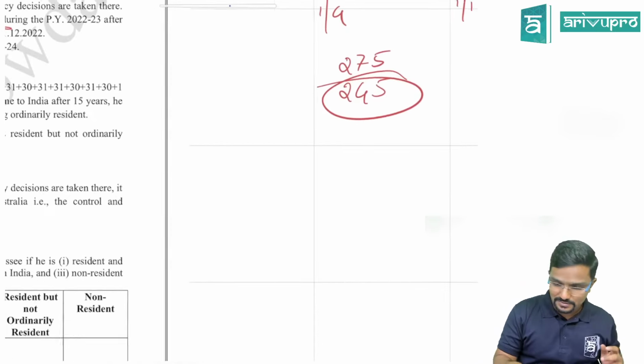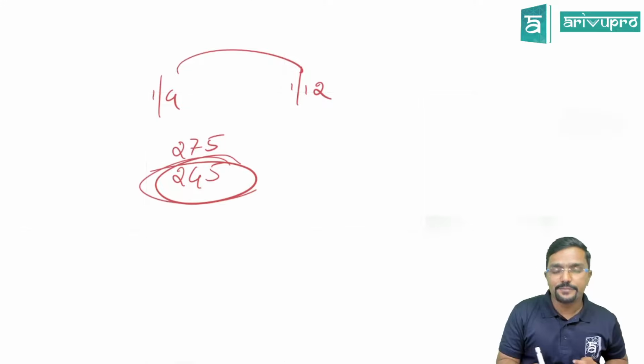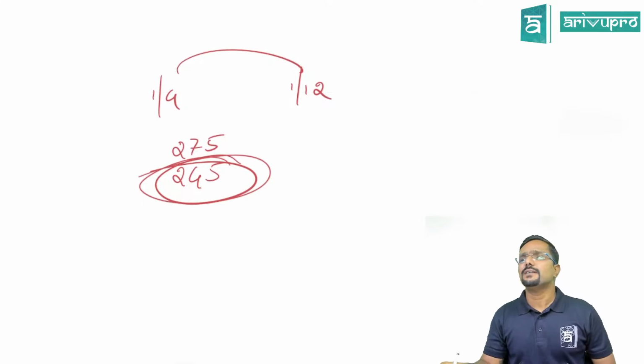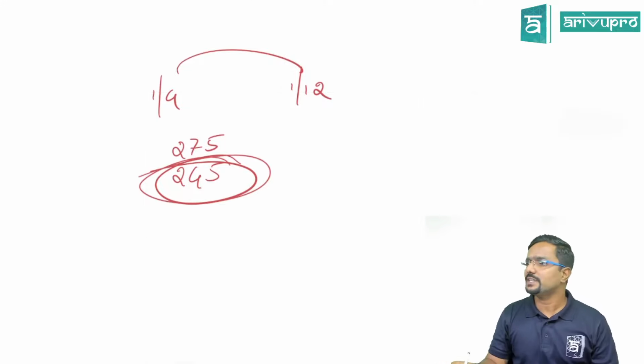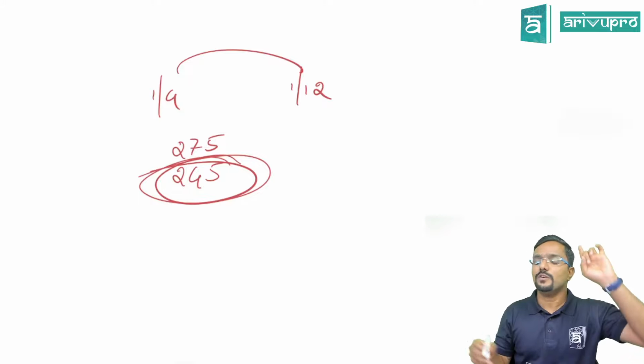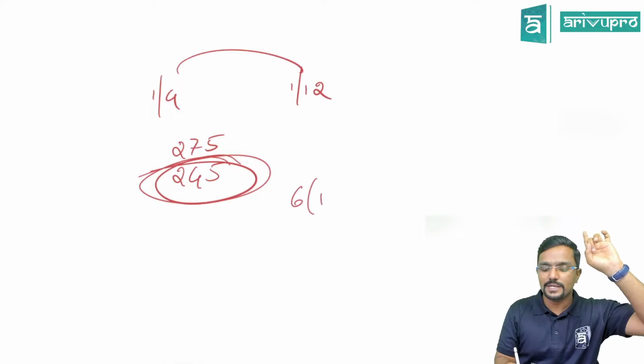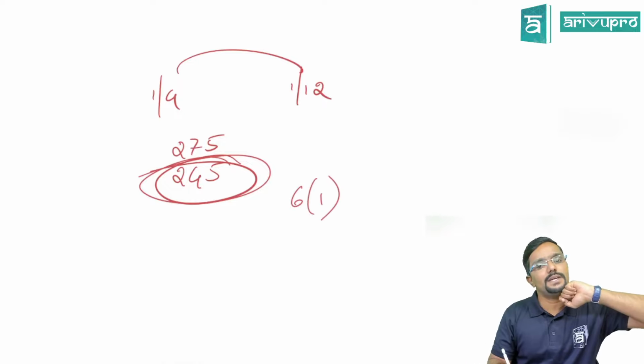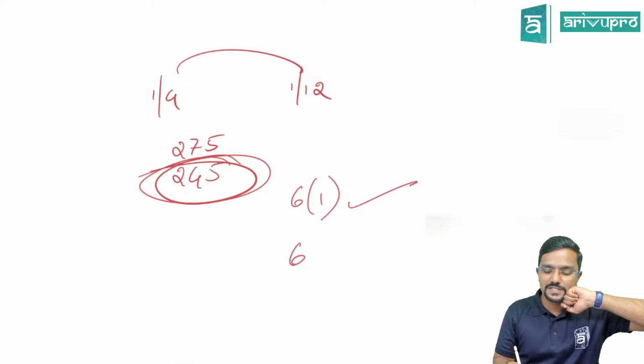So, first conclusion: 245. So is he a resident? First condition is satisfied. First of all, the second condition is not at all applicable for him. So the first condition under section 6.1 is satisfied. So is he a resident? Yes, sir. Then coming to 6.6.